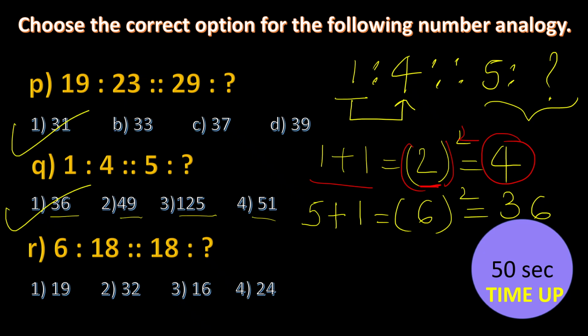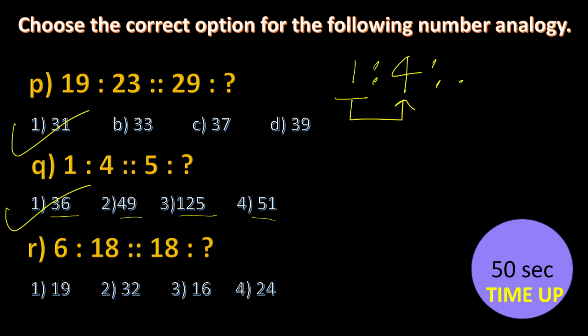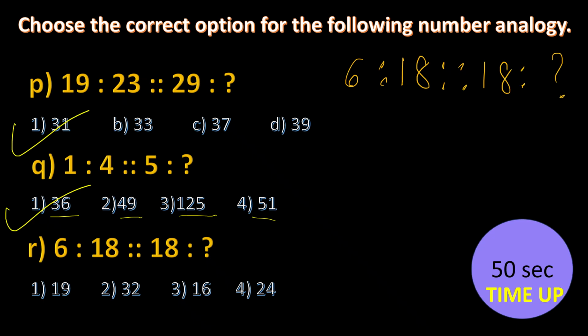Okay. Next one, 6 is to 18. 18 is to what? This is also a bit tricky question. Try to solve it. 6 is to 18 you have. 18 is to what they have given. So from 6, how you will go to 18? Think that first. And then same logic you need to apply here. So 6 is to 18. How you will go here?